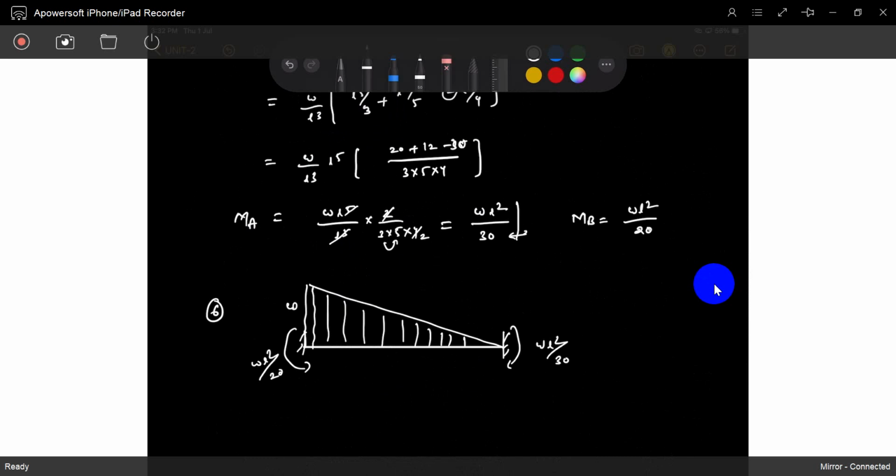Same thing. See, the load is higher near A. So A has more moment to nullify that slope, more moment is arising compared with B. So that's why WL square by 20 will come. Okay, that's it now.